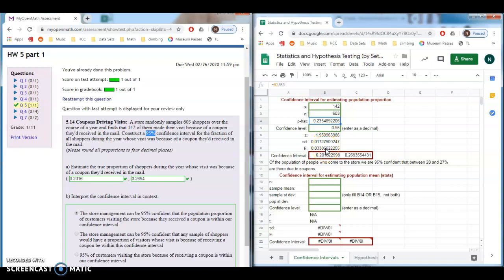So what we do is we take our proportion here and we subtract this margin of error, and we add this margin of error to it, and we get these two values. So we can be 95.